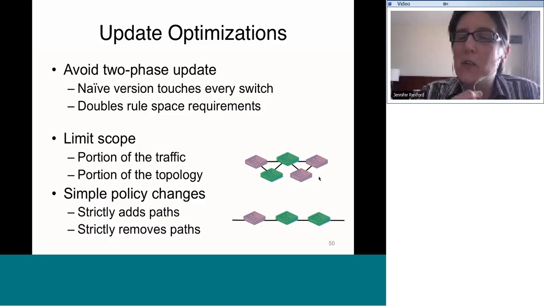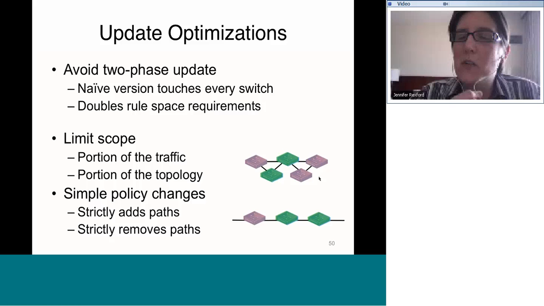In practice, we can often limit the scope of an update to a subgraph of the network if only part of the network is changing, or to a sub-portion of the traffic. Maybe only the web traffic's rules are changing, and we don't have to do a two-phase update for the parts of header space that are not changing. And there are also a number of special cases, like adding a path for new traffic or removing a path for old traffic, that can be done more easily because we're only affecting a chain of switches in the network rather than a whole graph.